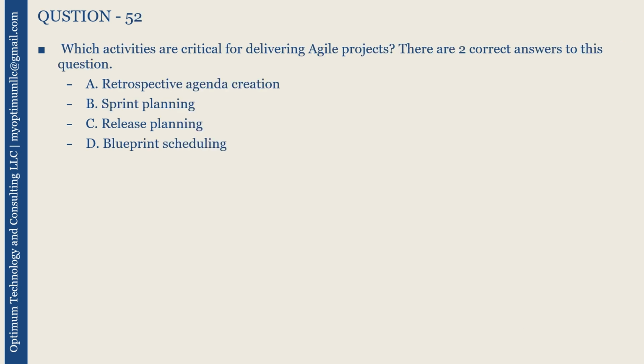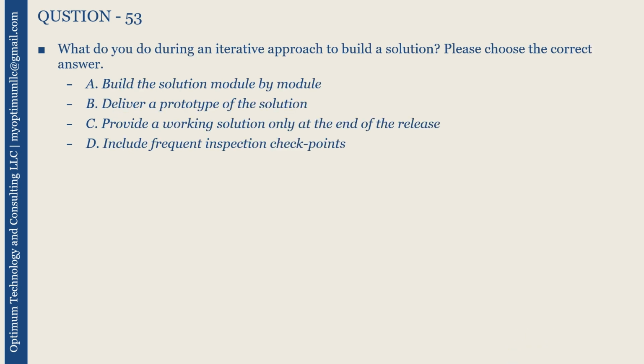Question 52. Which activities are critical for delivering agile projects? There are two correct answers to this question. A. Retrospective agenda creation. B. Sprint planning. C. Release planning. D. Blueprint scheduling.